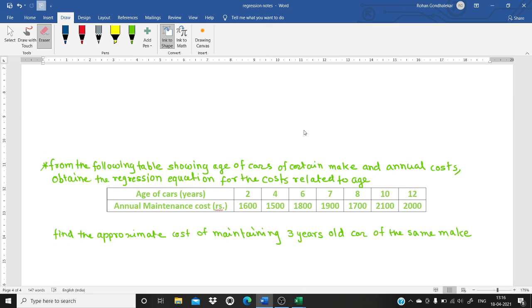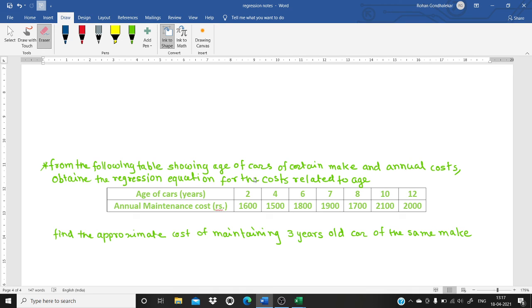See, this is my problem which I am expecting you to solve. From the following table, showing age of cars of certain make and annual cost obtained. Obtain the regression equation for the cost related to age. Find the approximate cost of maintaining a 3 years old car of the same make. Now, in this problem, they are expecting you to calculate the regression equation, not equations. Only one equation they are expecting.